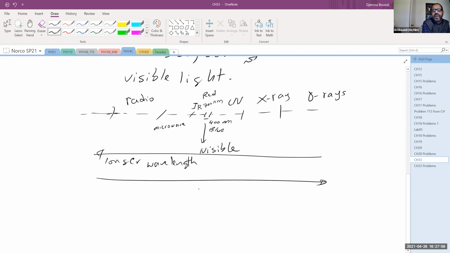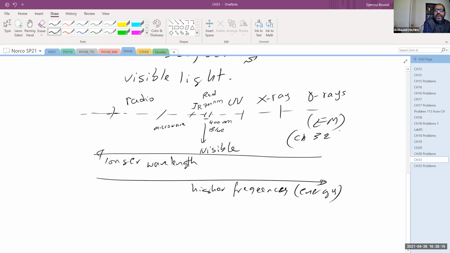This is higher frequency, which means more energy. So this is the spectrum. This is the EM spectrum. This stuff is supposed to be covered in chapter 32. And because some of you are not taking chapter 32, this is basically a refresher so that you see what's going on, okay?